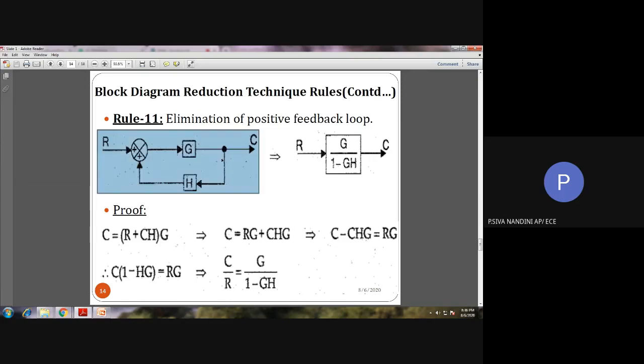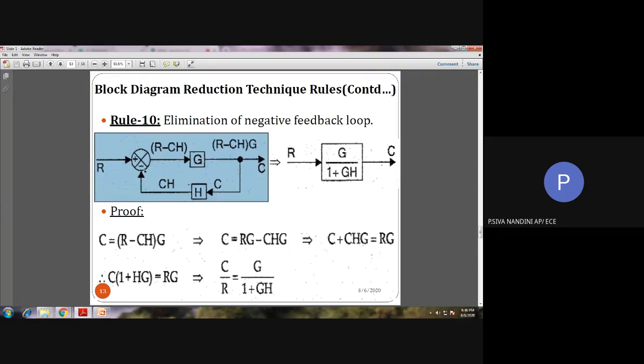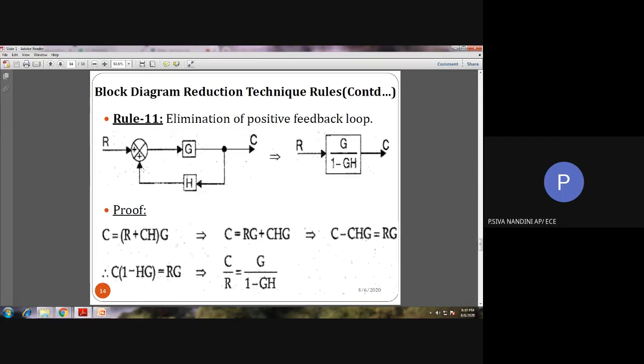In the same way, we can eliminate the positive feedback loop system. Here in this positive feedback, H is fed with positive sign. In negative feedback system, H is fed with negative sign. That is the difference between positive feedback system and negative feedback system. So our transfer function becomes G by 1 minus GH, where the input given is R and the output obtained is C. The proof is given here, similar to the procedure which we have seen in the previous slides.